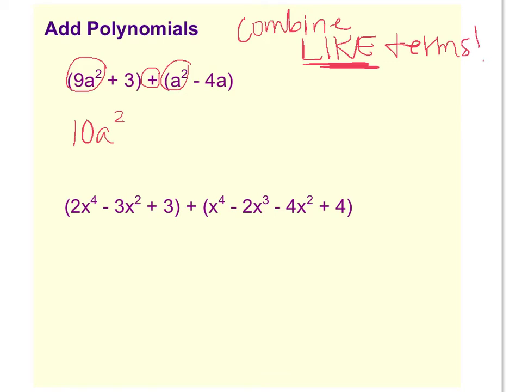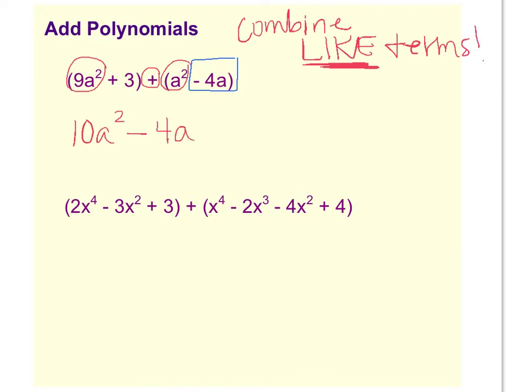We do want to keep in mind that we want our answers in standard form. Standard form means you start with the highest exponent of your variable, so we have a squared. The next term in my answer should be an a to the first power if there is one. As I look at the problem, there's a plus 3, but then there's this minus 4a. We're going to treat that like a negative 4a. That does not have a like term to combine with, so in our answer, it's just going to stay a negative 4a, not combined with anything else.